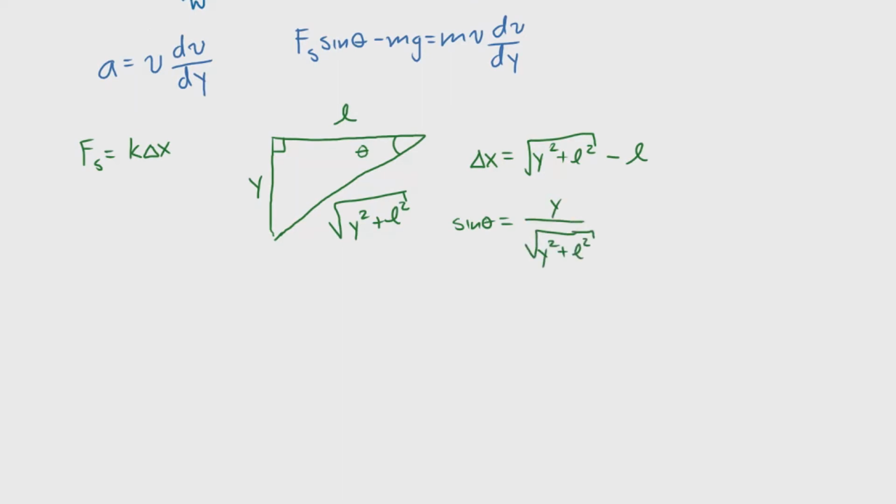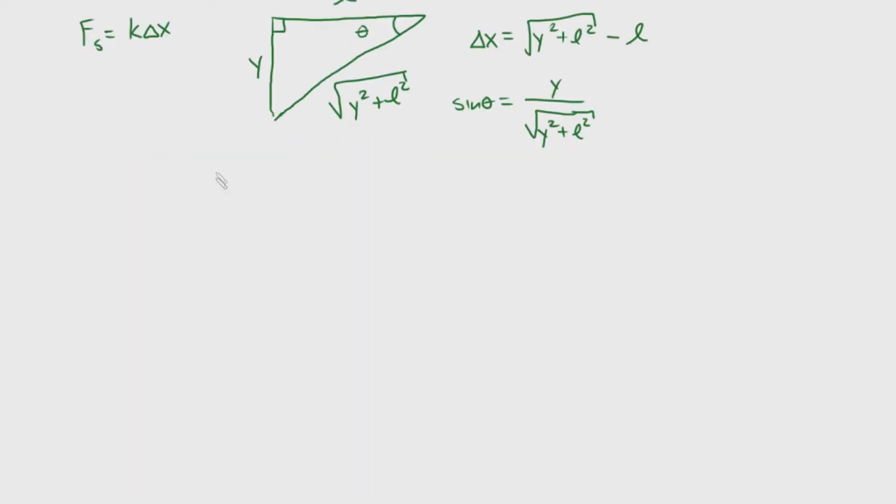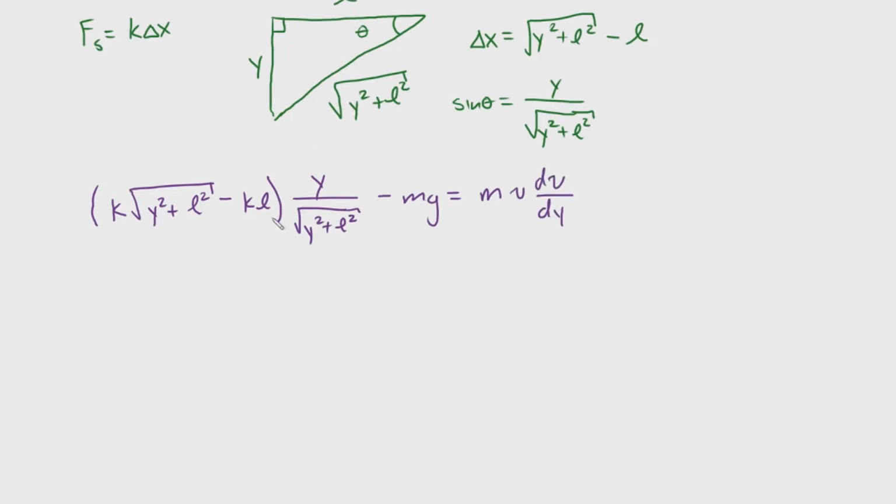And since we have those defined, we could plug this into our equation up here, and we could finally take the integral. So if we plug into our equation, this is what we get. So now that we have that, all we have to do is separate these variables in terms of dy and dv, and then take the integral.